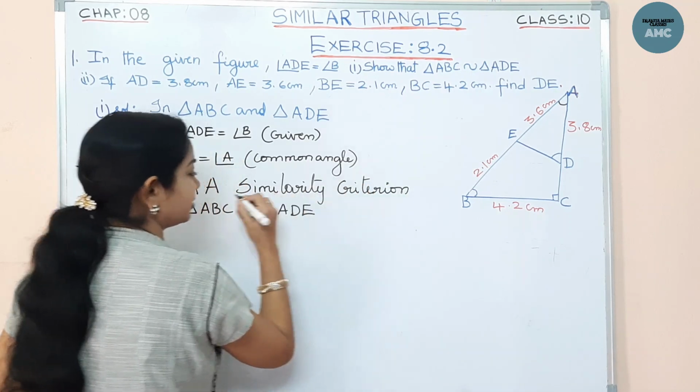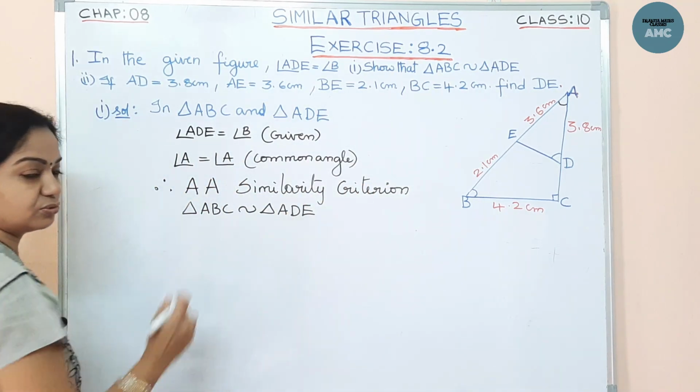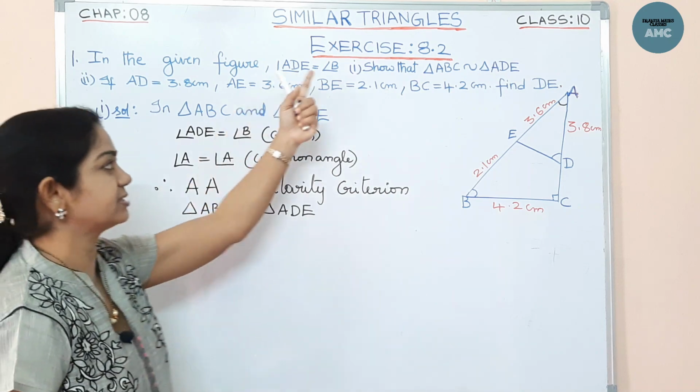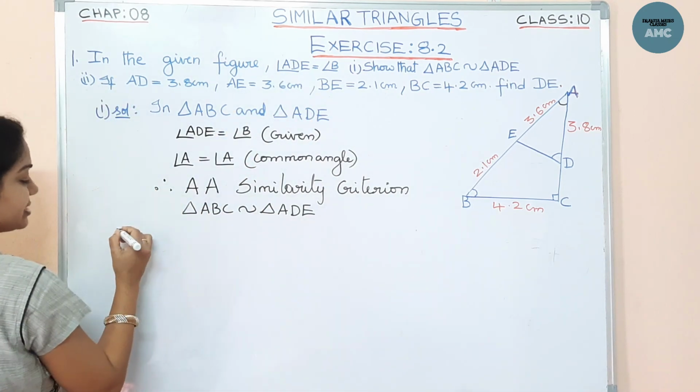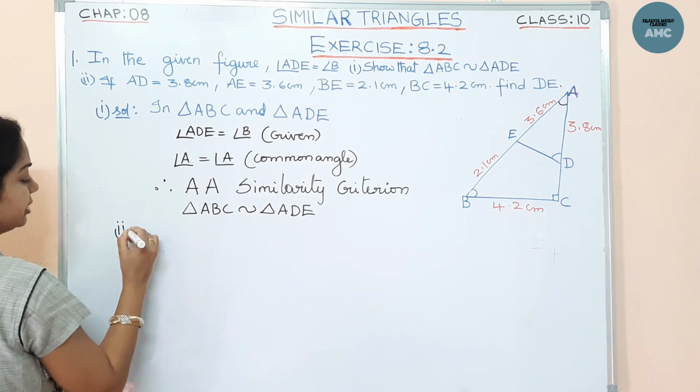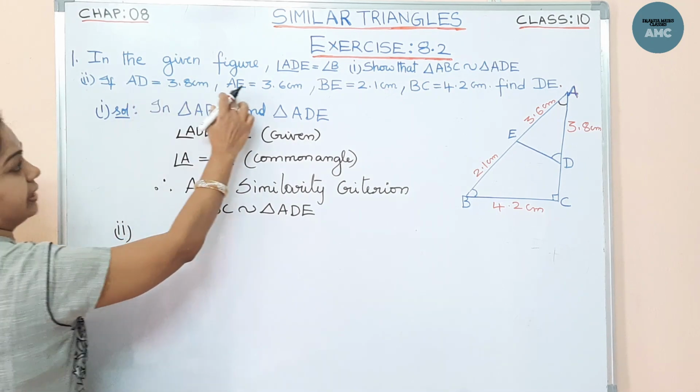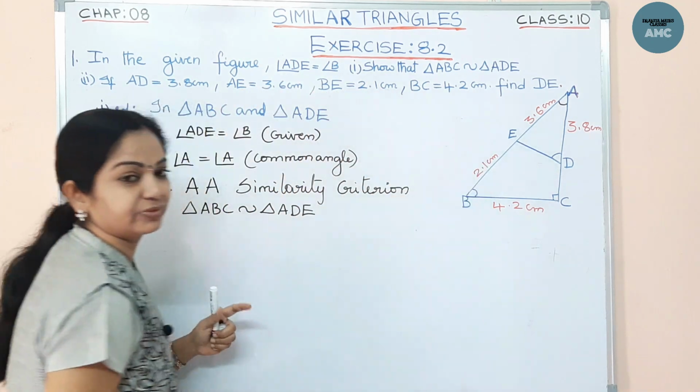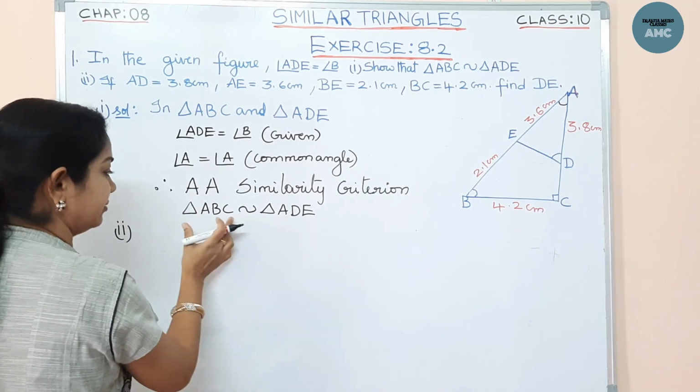From this criterion, these two triangles are similar. The first part is over. Now let's go to the second part of the question. AD and AE are given, and we know that these two triangles are similar.